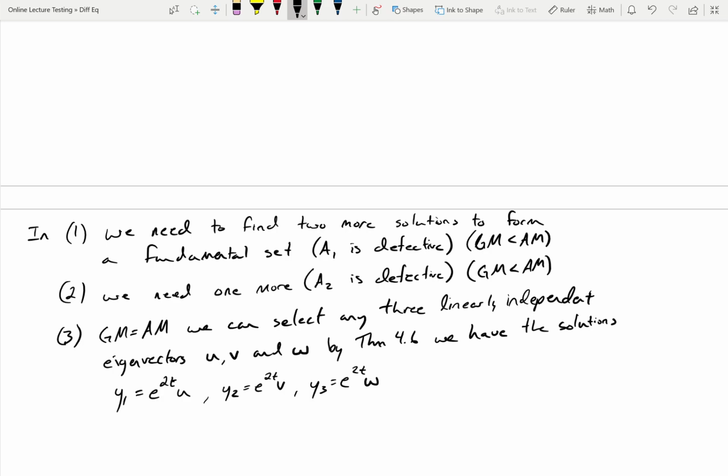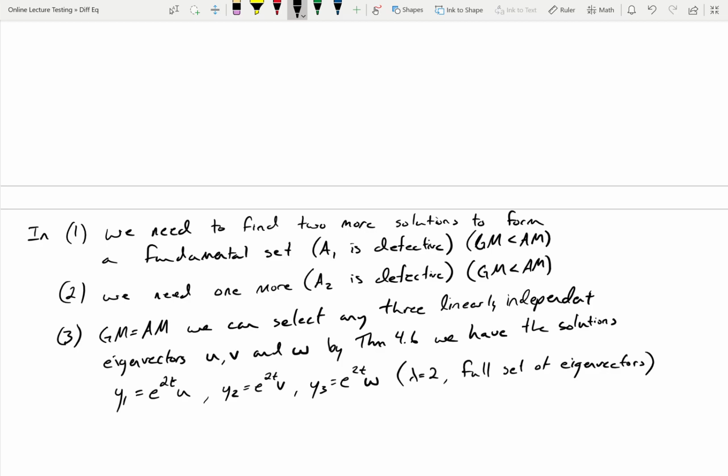Again, the 2 is coming from lambda being equal to 2. And the nice thing is we have a full set of eigenvectors. Remember, once we find that we have a full set, since they're linearly independent, we can immediately write the general solution. All right, so this is very important. If we can find that the geometric is equal to the algebraic multiplicity, then we're good to go.